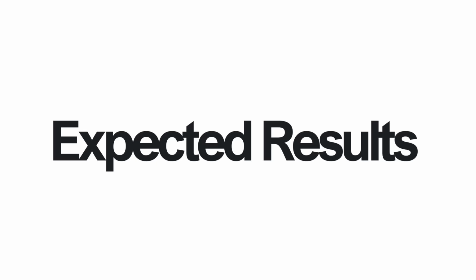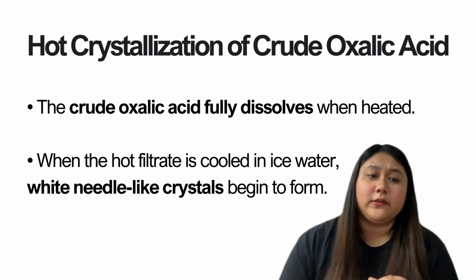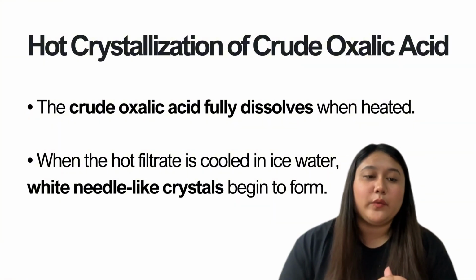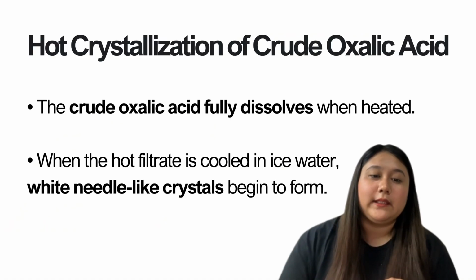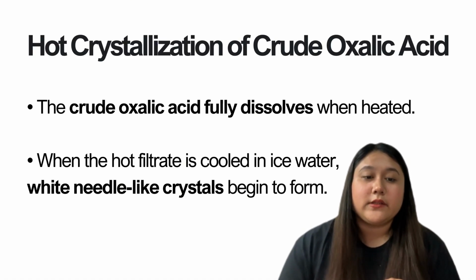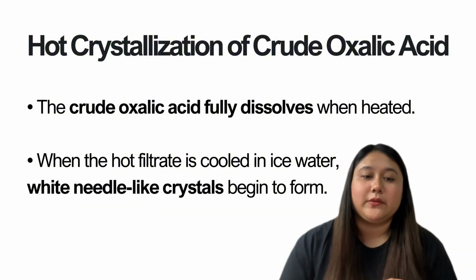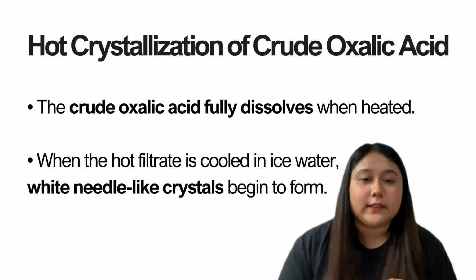So the expected results: hot crystallization of crude oxalic acid. The crude oxalic acid fully dissolves when heated. When the hot filtrate is cooled in ice water, white needle-like crystals begin to form. The crystals appear more uniform, purer, and larger than the crude sample. The residue or impurities remain in the filter paper and do not crystallize.